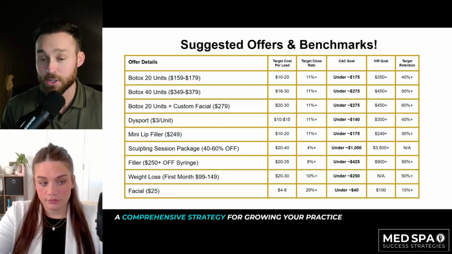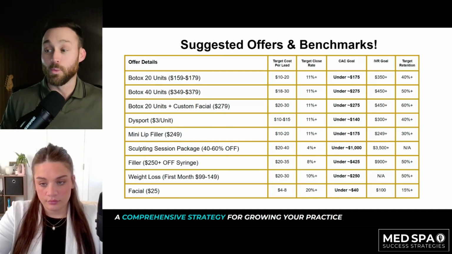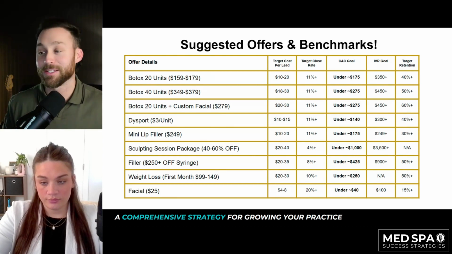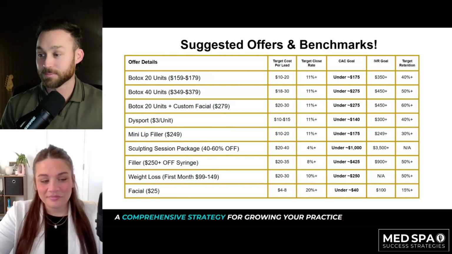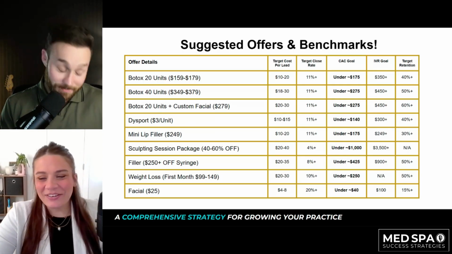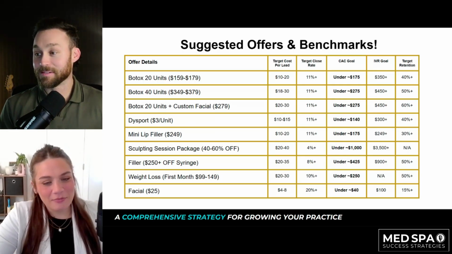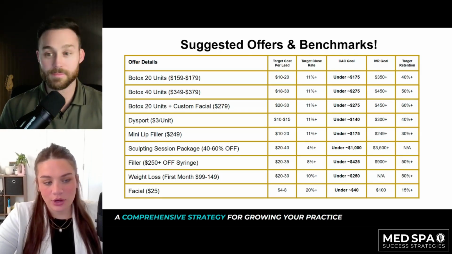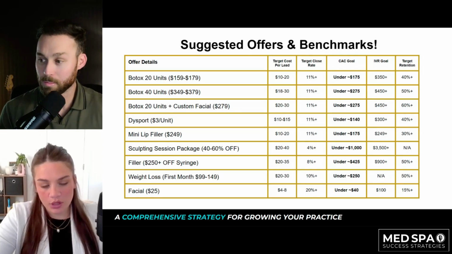Dysport, $3 a unit promo. Lauren, why do we use the unit price on Dysport, but on Botox we use bundles? Because Galderma prices it that way. Or that's how Galderma frames it. It's 3 units to 1 unit. So 3 units of Dysport is equal to 1 unit of Botox.